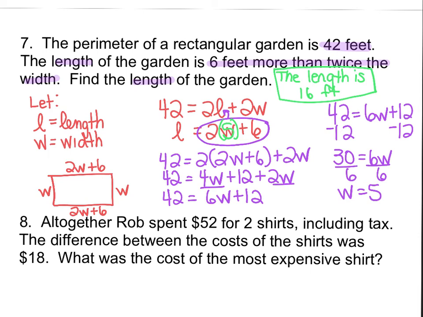And of course you could check that if you wanted to. 2 lengths of 16 would give me 32. 2 widths of 5 would give me another 10. That does equal our 42, which is what they said the perimeter should be.